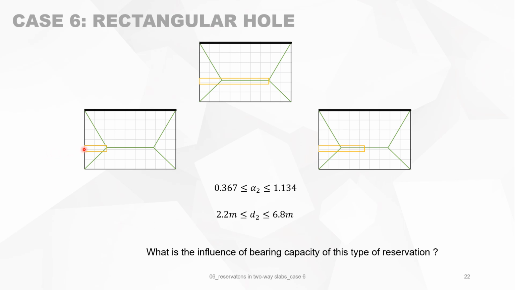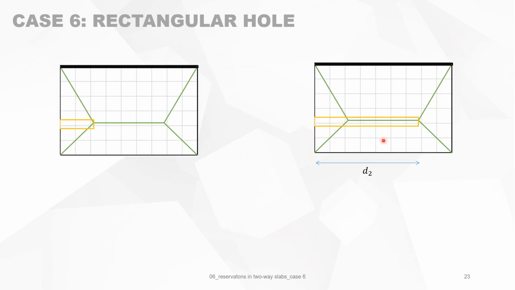So it starts here with D4 is 0, and then it starts with D2. It's the width of the reservation. The smallest value is here, and it's 0.367A, and this is 1.134A. Now we take the two limits and the different values of the parameters. D4 is 0 because it's just on the edge.